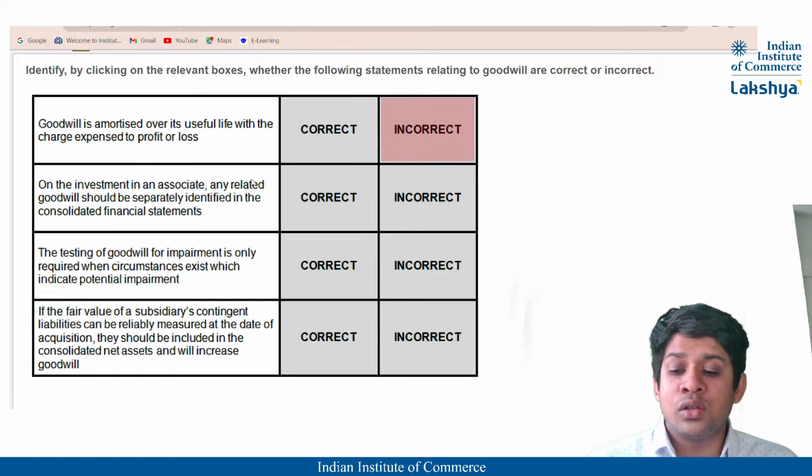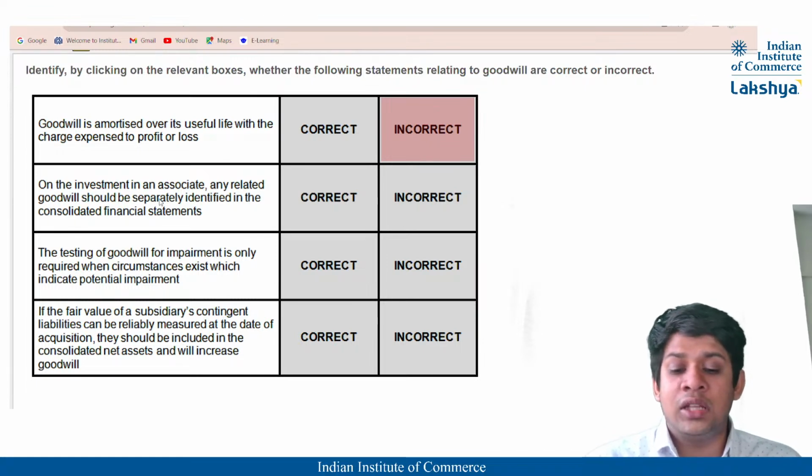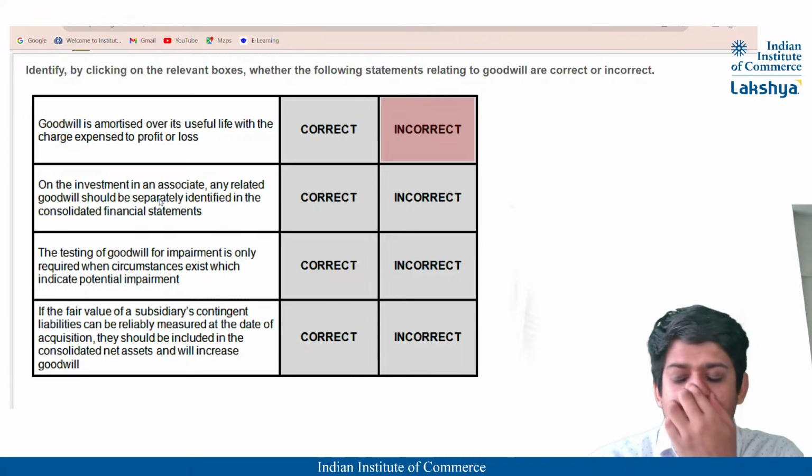On investment in associate, any related goodwill should be separately identified in the consolidated financial statements. So technically this is also inappropriate, because guys, when we calculate the investment in associate, we just directly take the cost of investment in the associate, right? In that the goodwill and everything is included, because obviously whatever is the cost of investment, that would be probably higher, right? So this is also incorrect.